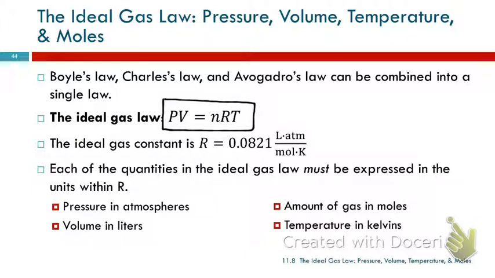The ideal gas constant is a constant, and so it's always the same number. With this gas law, we have to be more careful with what the units are. In the other gas laws, the only one that we cared about was the temperature had to be in kelvins. The other quantities, as long as they were the same unit, it was fine. Here, we have to use particular units. The pressure has to be in atmospheres. The volume has to be in liters. The amount of gas has to be in moles. And as always, temperature has to be in kelvins.